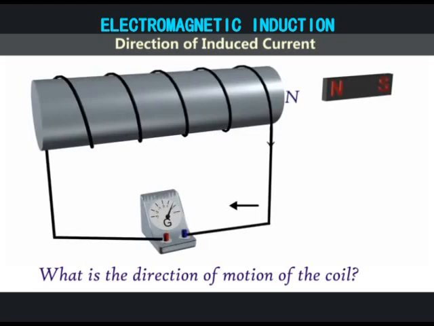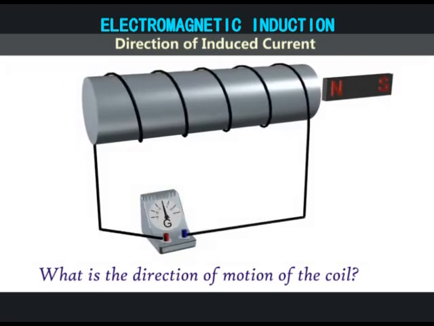So that's the north pole of the electromagnet. Two north poles near each other cause repulsion. According to Lenz's law, it follows that the solenoid was moving towards the right, so that a repulsive force is created to oppose that motion.